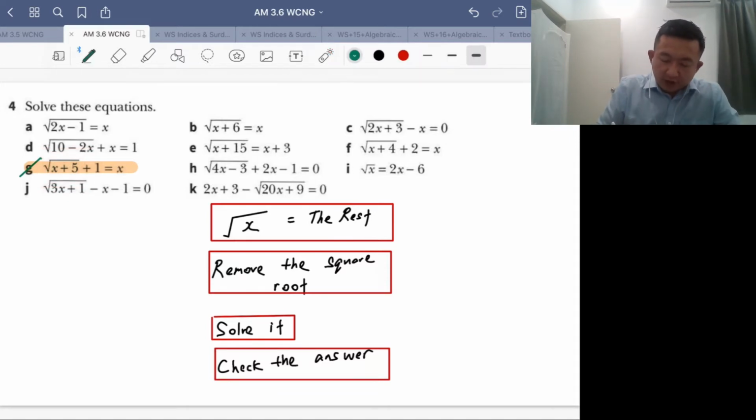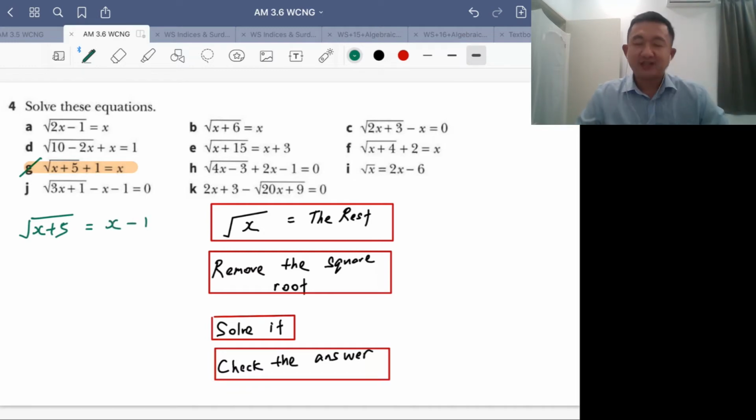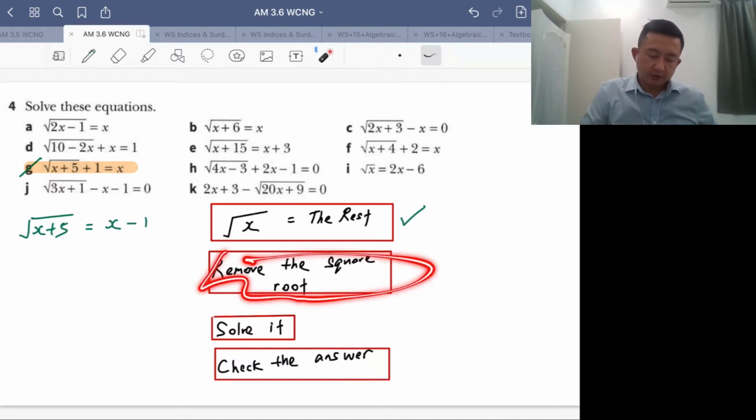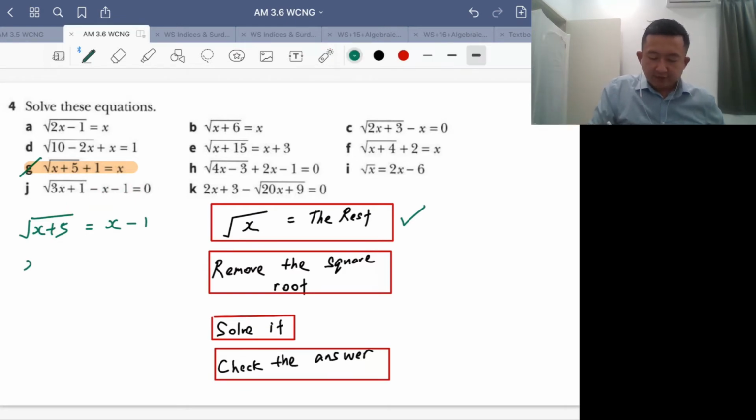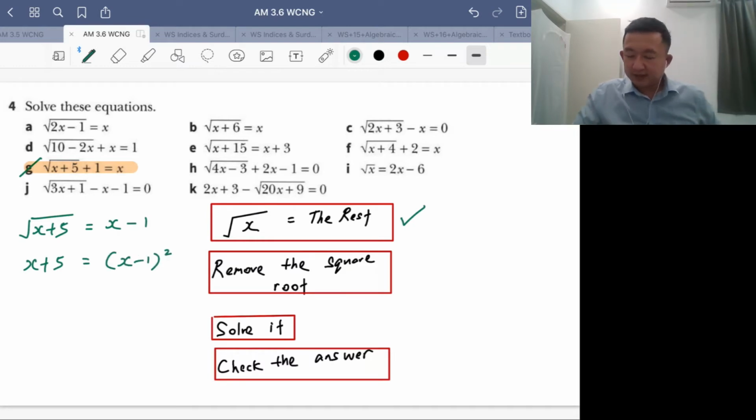I have square root of x plus 5 equals x minus 1. So first step, check. Second step is you have to remove the square root. So this will be the square root. How do I remove it? I'm going to move the square root to the other side. That will be a square. And you have x plus 5 equals bracket x minus 1 squared. So that is how you remove the square roots.